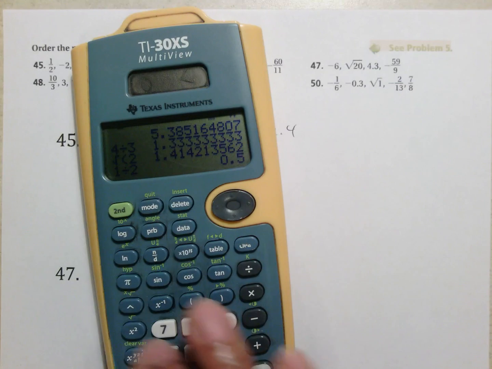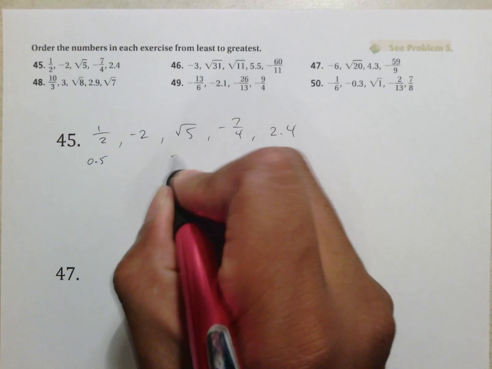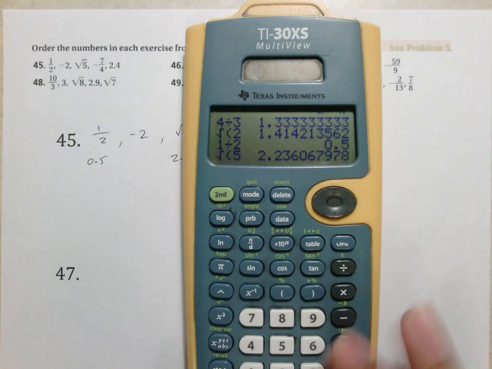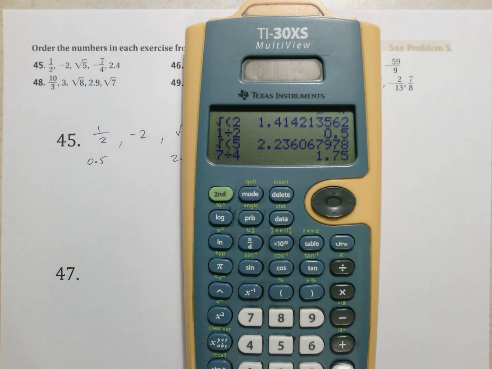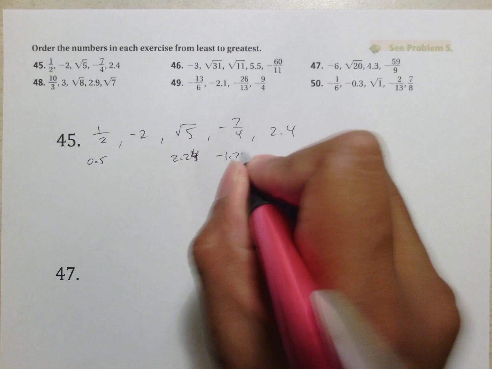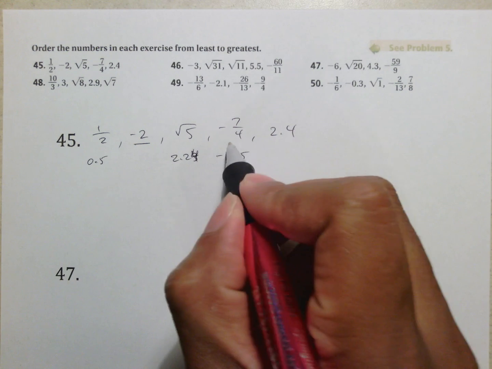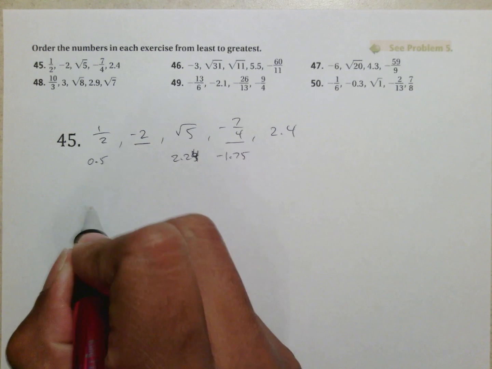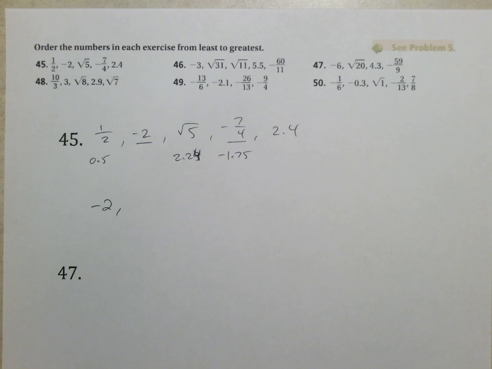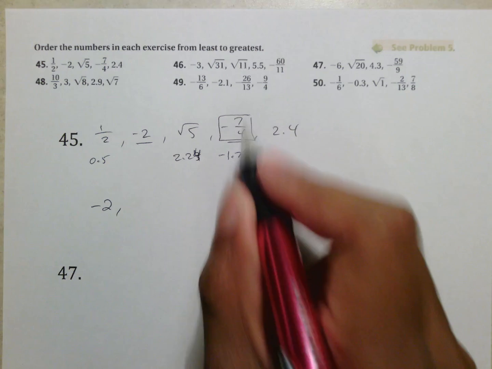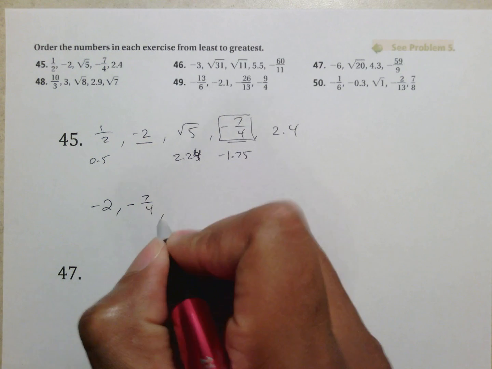Square root of 5 is about 2.23 or 2.24. For -7/4, don't worry about the negative, just do 7 divided by 4 and put a negative on it. That's 1.75, so this would be -1.75, and 2.4 is already where we want it. In terms of order, we want the biggest negative first, because the biggest negative is all the way left on the number line. The only negatives I have are -2 and -7/4. -2 is bigger than that, so we're going to start with -2 first. After that, we pick the other negative, -1.75, but don't write the 1.75, write it like it was in the question, so -7/4 would be next.